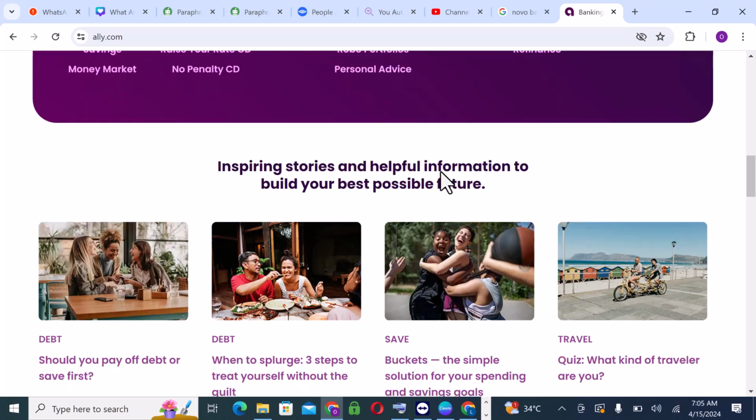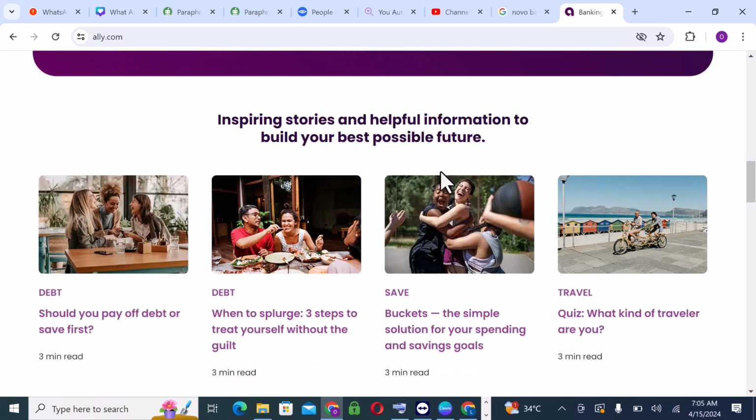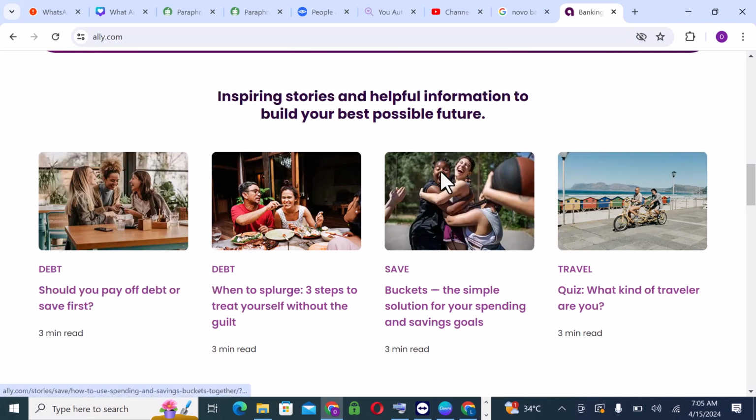Processing time. Internal transfers within ABL are usually instantaneous, while IBFTs might take a few hours or even a full business day to reflect in the recipient's account, depending on the receiving bank.